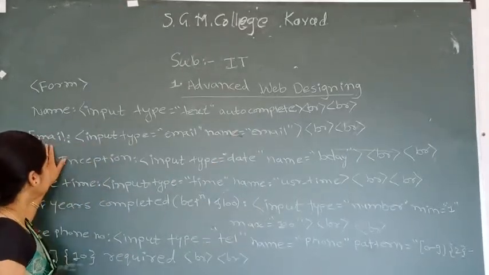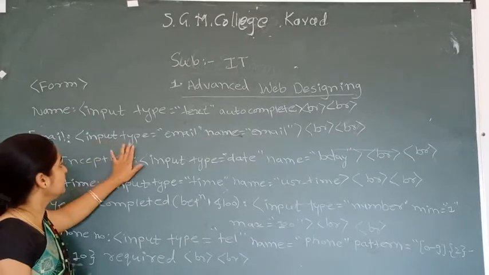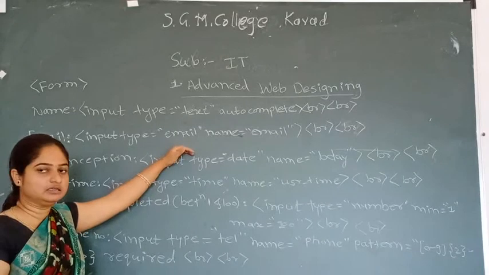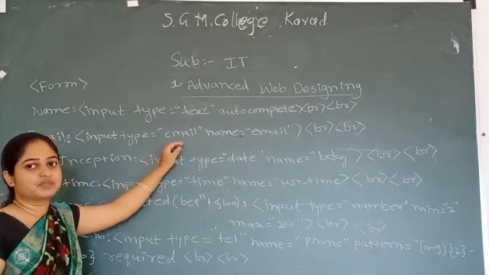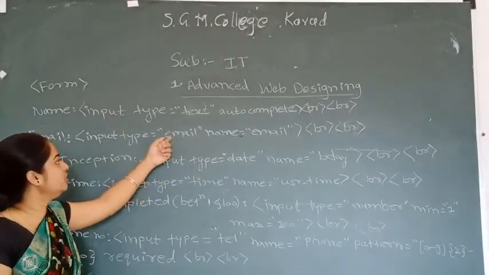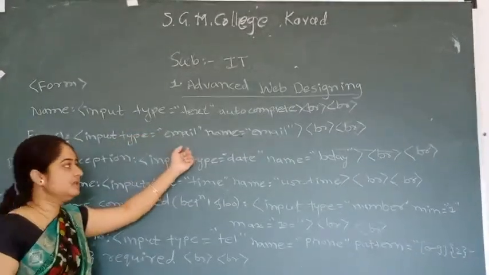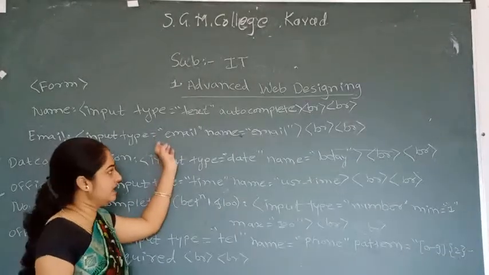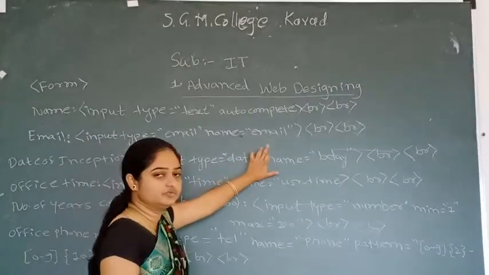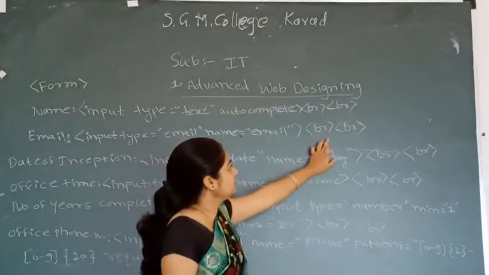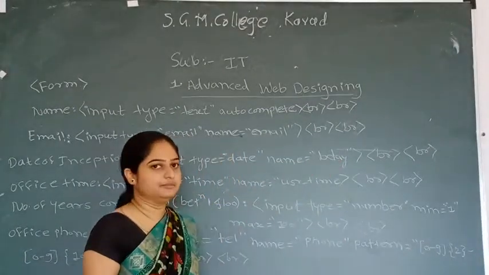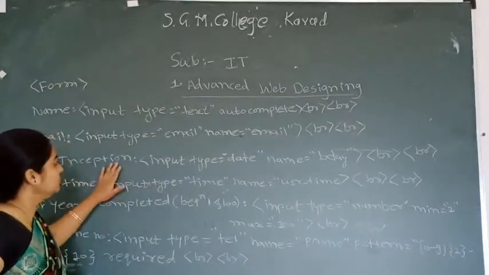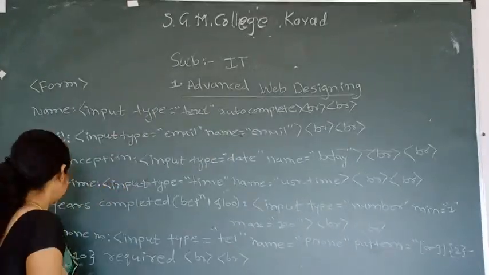Then next is email. For email, type equal to email. Here we use the email input type, or the value of the input type is equal to email. Here name is also an attribute of that tag. Name is equal to email. The br tag means break a line, if the user wants to go to a new line.